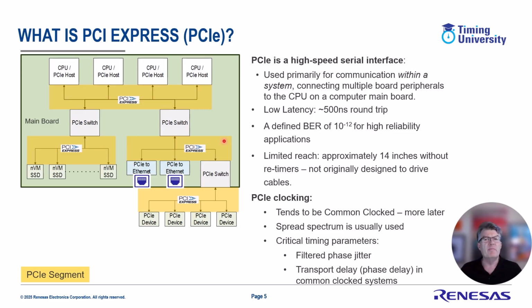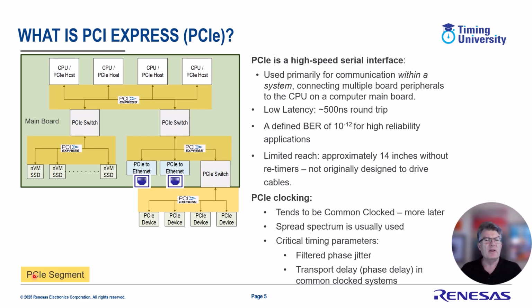Because of the history of basically connecting things on a single board, PCIe has limited reach. It's approximately 14 inches without the use of what's called a retimer, and it was not originally intended to drive cables. The PCIe clocking tends to be common clocked, and we'll talk about that later. Spread spectrum is usually used due to the historical nature of PCIe. And the critical timing parameters are the phase jitter of the clock after applying the appropriate PCIe filters and the transport delay or phase delay in common clock systems.